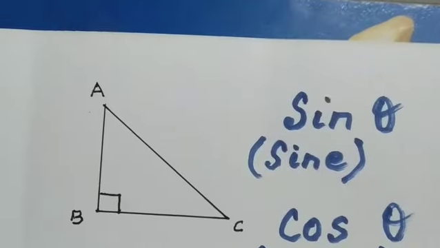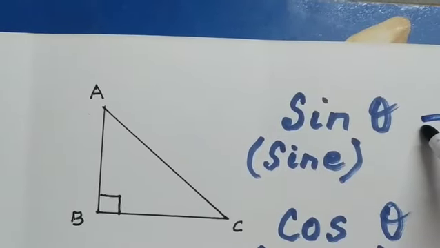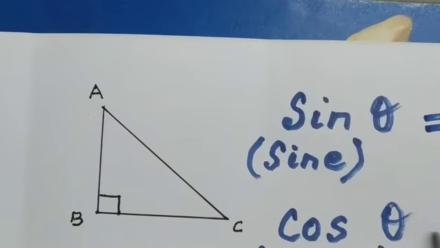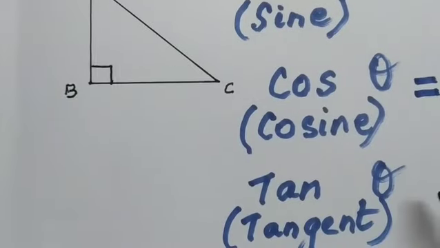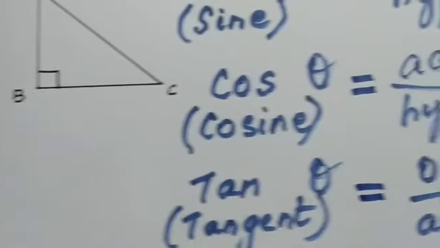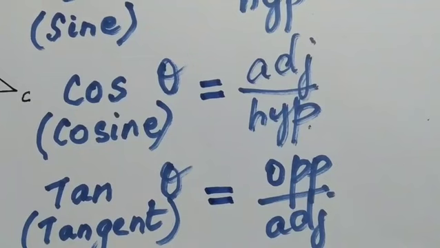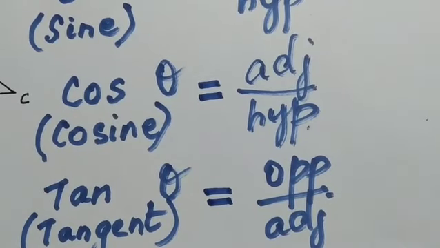So sine theta is equal to opposite by hypotenuse. Cos theta is equal to adjacent by hypotenuse, and tan theta is equal to opposite by adjacent.